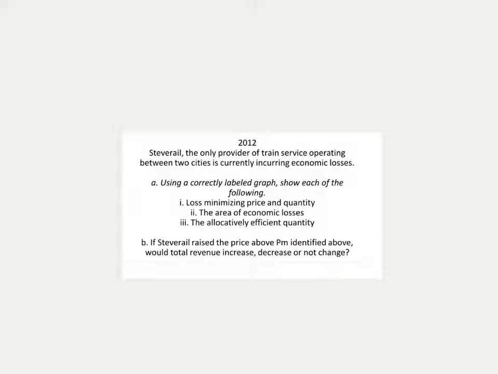Even though single price monopolies are not allocatively efficient, we're going to identify the quantity that is allocatively efficient. If Steve Rail raised the price above PM identified above, would total revenue increase, decrease, or not change?